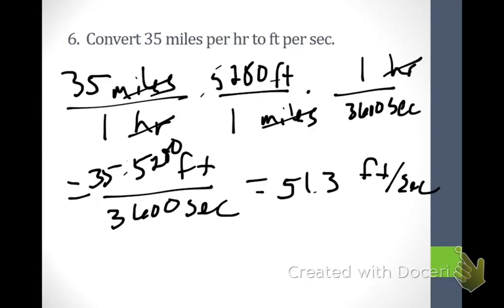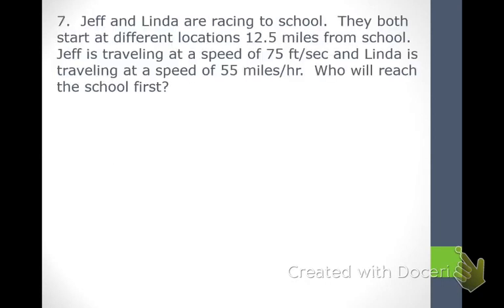Do we write down here? All right, so why are we doing this? Jeff and Linda are racing to school. They both start at different locations, 12.5 miles from school. Jeff is traveling at a speed of 75 feet per second. Linda's traveling at a speed of 55 miles per hour. Who will reach the school first?